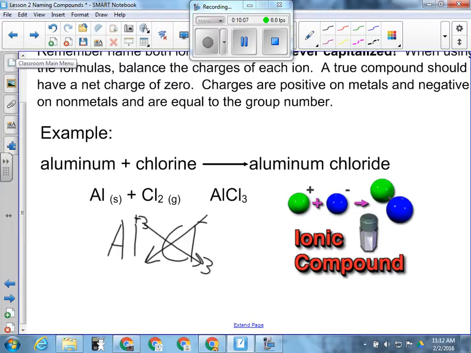So that's why we don't use the prefixes in ionic compound names. If aluminum and chlorine are together, there's only one way they could go together, so we don't need to indicate how many there were. In molecular compounds, it's different. Molecular compounds don't balance charges, so they could go together in essentially any combination of numbers. That's why we use prefixes. We have to say, this is the mixture of nitrogen and oxygen that has this many nitrogens and this many oxygens, because it could be any combination.